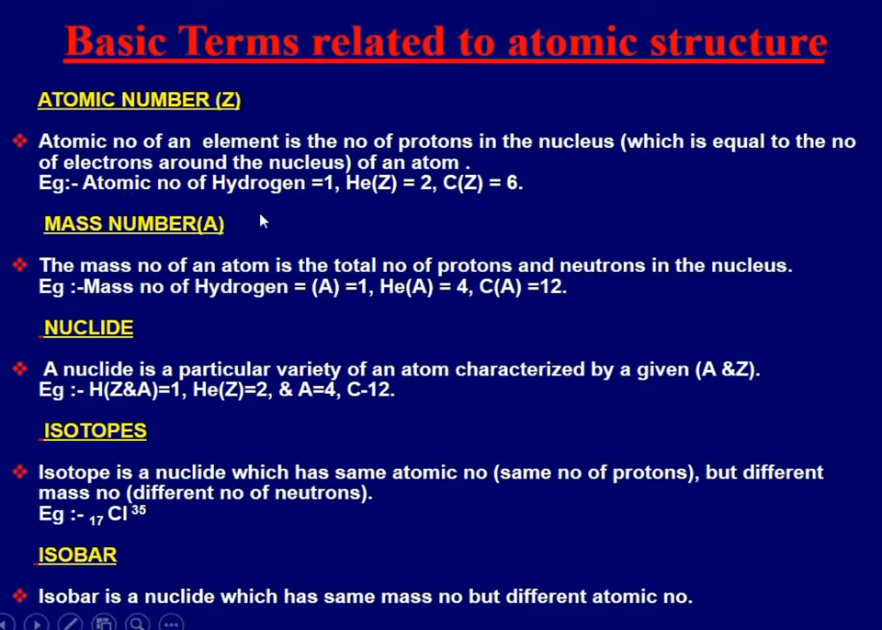So the atomic number of hydrogen, that is Z of hydrogen, is 1, for helium it is 2, and for carbon it is 6, and so on.